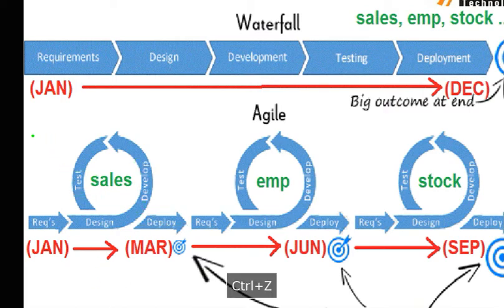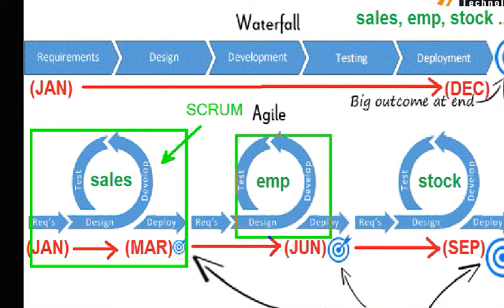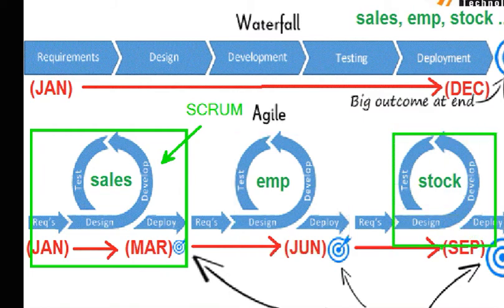I will develop my sales module within a specific period, then I will deploy it. I will call this development period a scrum. So a scrum is one development cycle in Agile. In this Agile model we can have multiple scrums. I will develop my sales module, then deliver it, then go for the employee module and deliver, then go for the stock module and deliver. So the agile process can have multiple scrums.